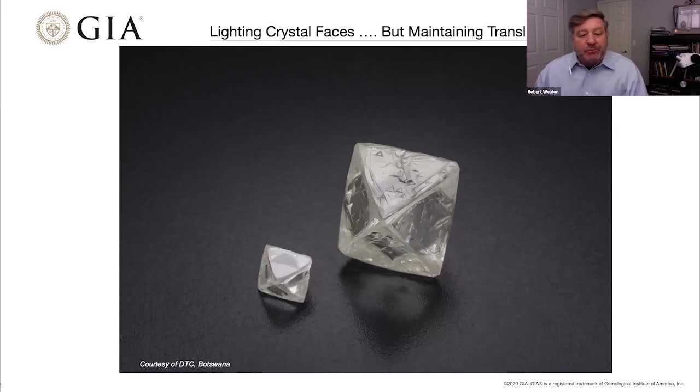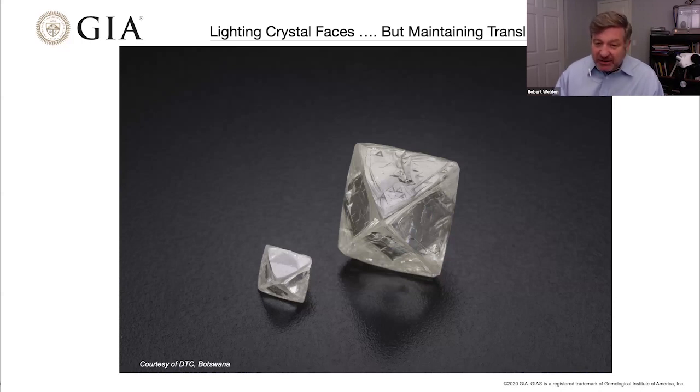So looking at this one, again, you remember we're trying to show transparency and at the same time surface structure. Now this is no small stone either. The diamond on the right's 50 carats and a perfect octahedron that I photographed at the DTC in Botswana. Very nice. This particular one was challenging because how do you show surface features, those incredible trigons that you see there, but at the same time show that it's an absolutely clean stone.